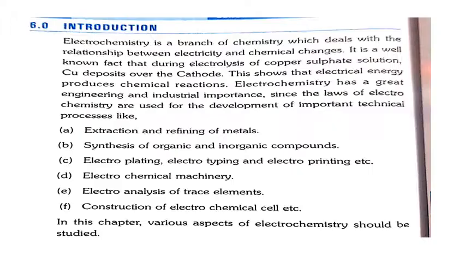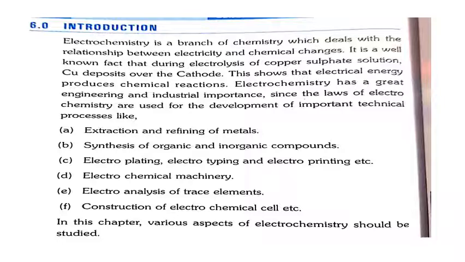Okay. Next, we discuss about electrochemistry. Okay, some more time is there in the video lesson. That's why we discuss about electrochemistry. Already we discuss the introduction of electrochemistry. Already you know that electrochemistry is a branch of chemistry. Electrochemistry deals with the relationship between electricity and chemical changes. That means when electricity is passed, some chemical reactions occur.